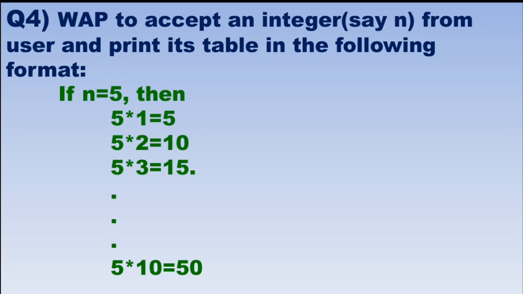Next question is, write a program to accept an integer, say n, from the user and print its table in the following format. So you have to accept an integer from the user. Suppose the user gives 11, so you have to print the table of 11. If the user gives 51, you have to print the table of 51. Okay, and in what format? In this format. So if n is 5, then 5 into 1 is equal to 5, 5 into 2 is equal to 10. So this way you are required to give the output.